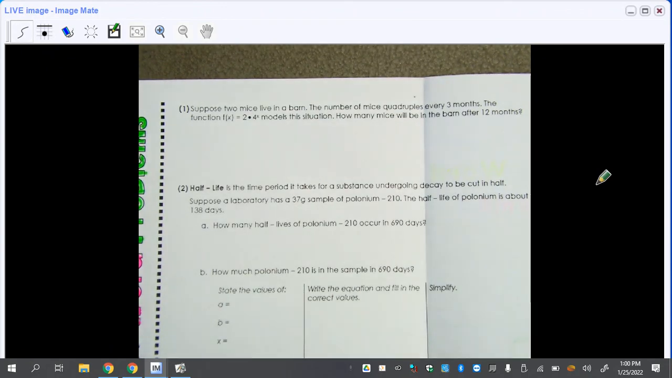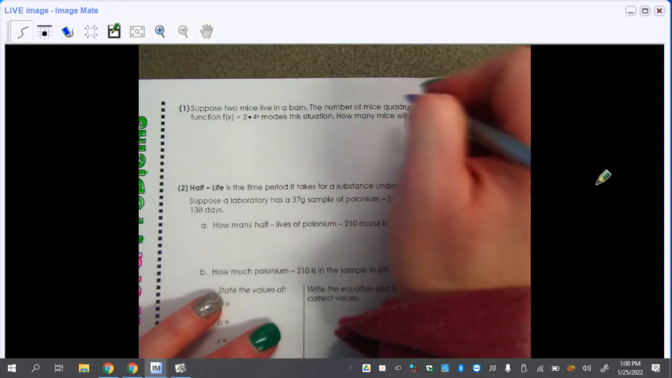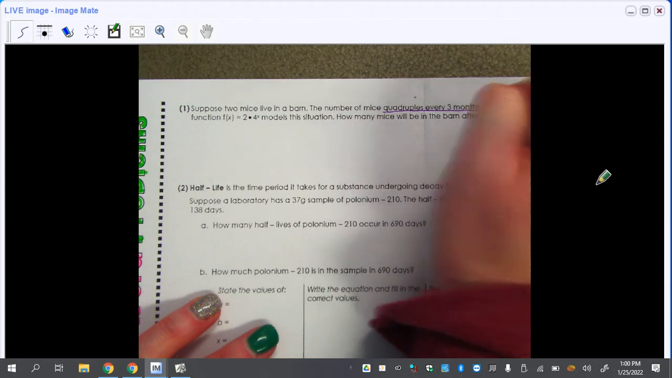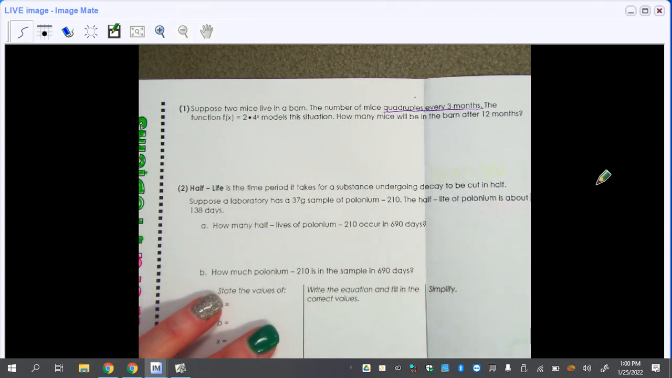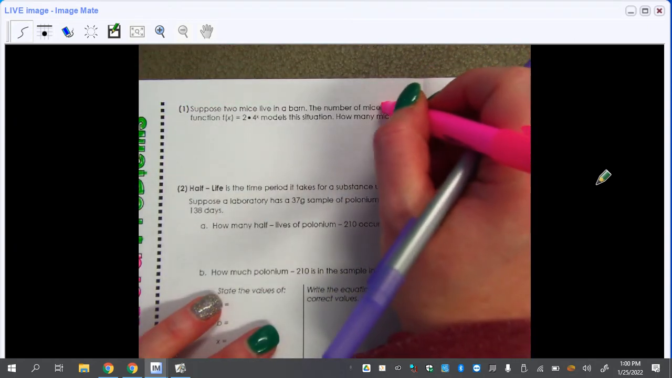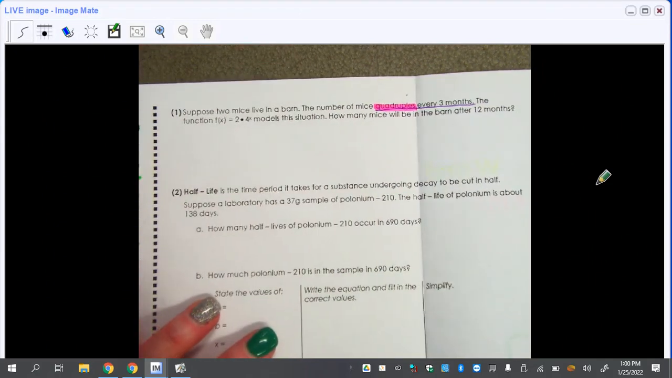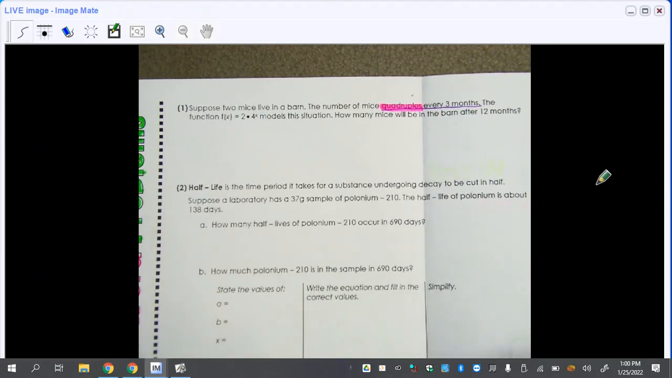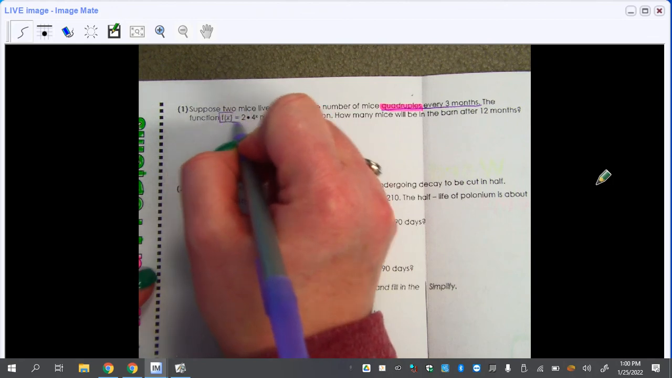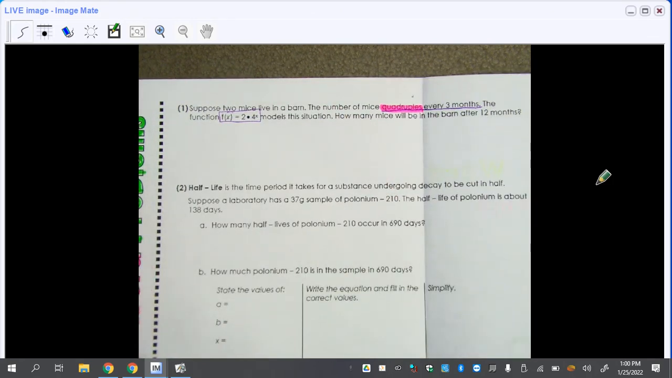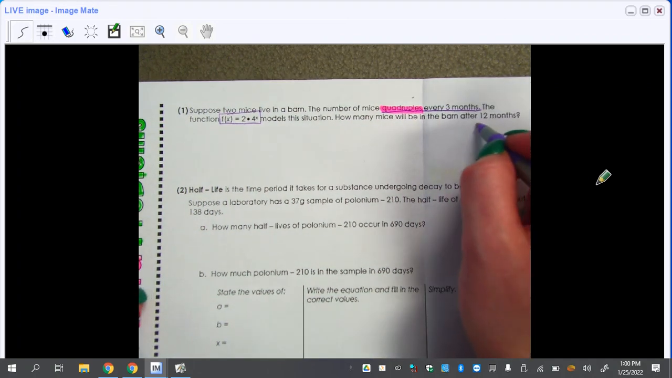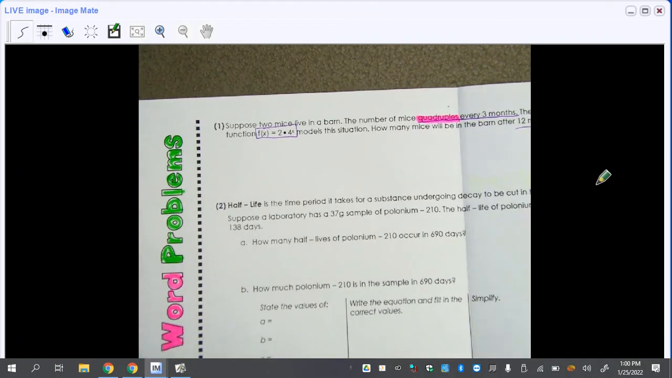Looking at our first example, suppose 2 mice are living in a barn. The number of mice quadruples every 3 months. That word quadruples is your clue that this is exponential. Quadruples means it's being multiplied by 4 each time. They tell us the equation is f of x equals 2 times 4 to the x. How many mice will be in the barn after 12 months?